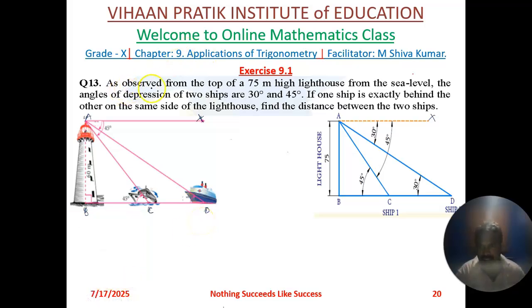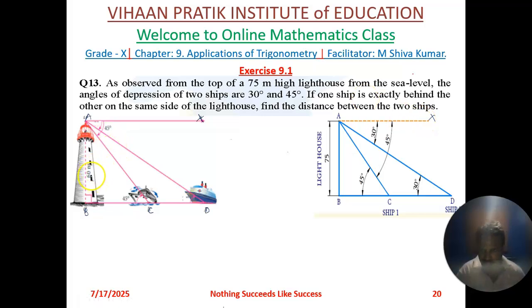A man has observed from the top of a 75-meter high lighthouse from the sea level, the angles of depression of two ships are 30 degrees and 45 degrees. If one ship is exactly behind the other on the same side of the lighthouse, find the distance between the two ships. So this is a lighthouse.